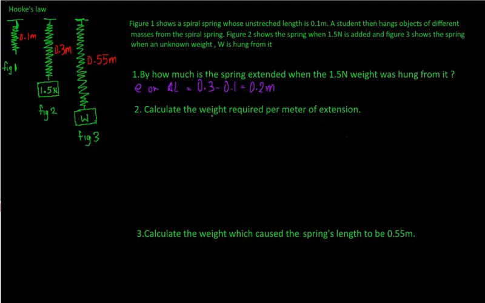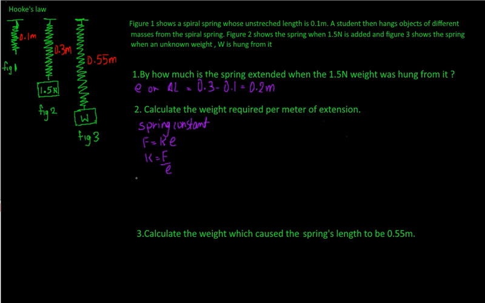Calculate the weight required per meter extension. So before going to that question, we have to find the spring constant. We know the formula for Hooke's law, that is F is equal to K times E. From this formula we can rearrange this to find spring constant, which is K. K equals F over E.